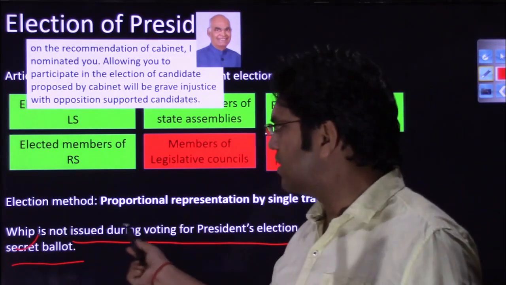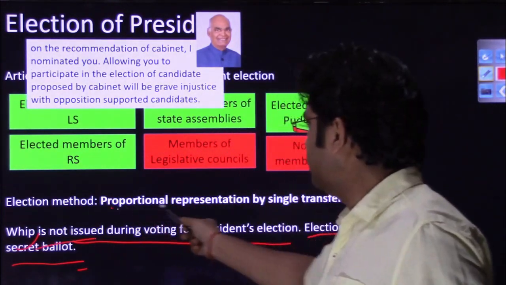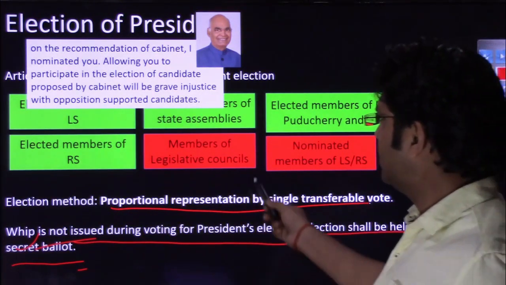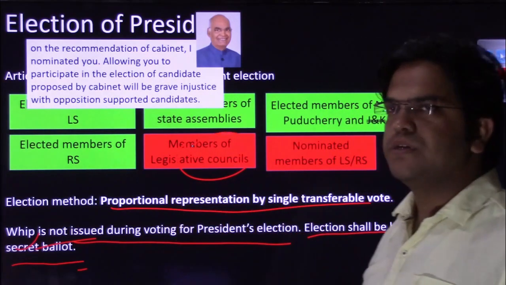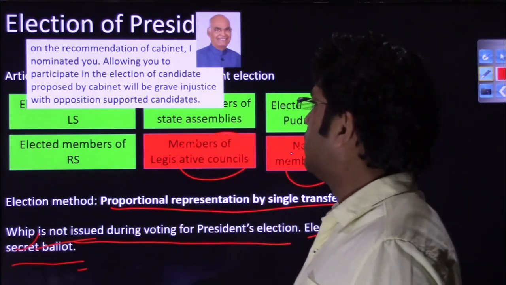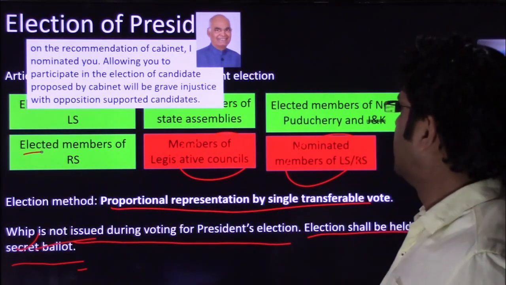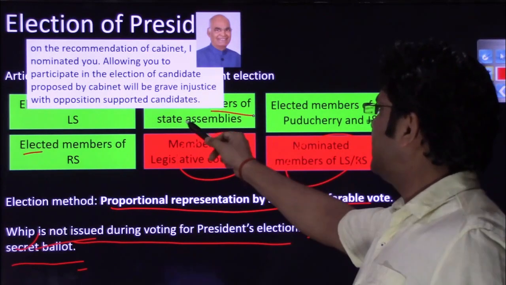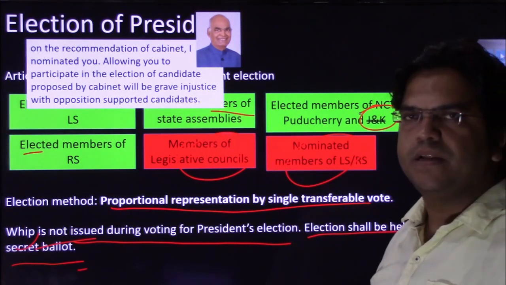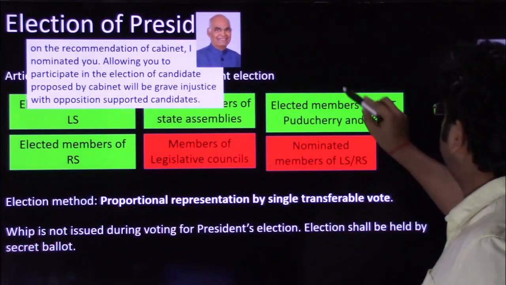So what are the keywords that you need to remember? Secret ballot, whip, election method through proportional representation by single transferable vote. Then council, legislative council do not participate. Nominated members cannot participate owing to the conflict of interest. Here only elected, because nominated again seems logical. Then elected members of state assemblies, nominated will not participate. J&K so far has not been included. So these are the key points that you need to remember for the election of president.